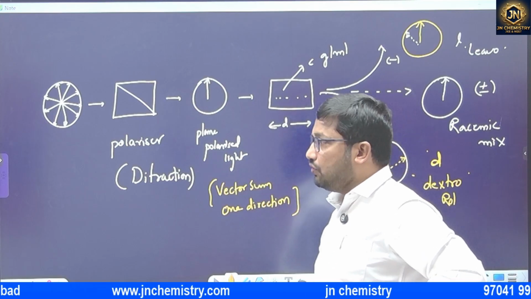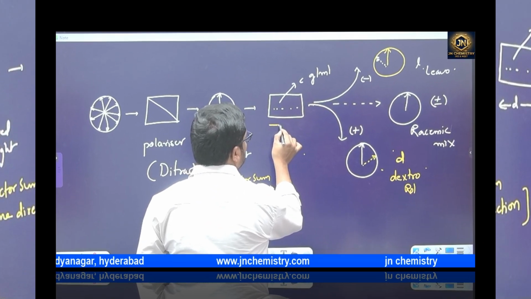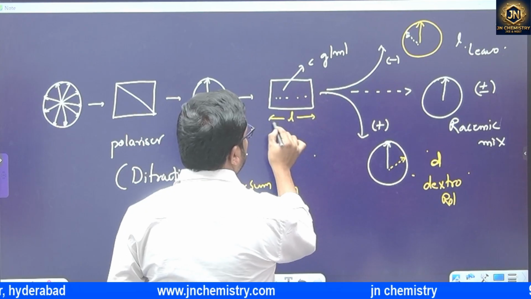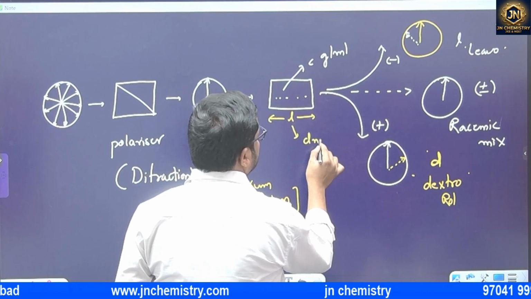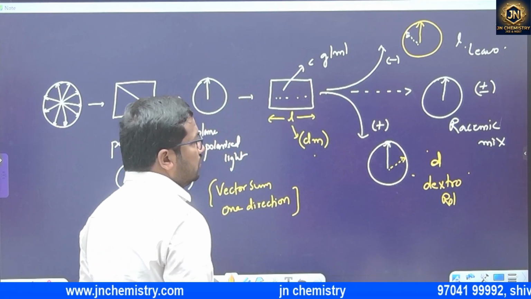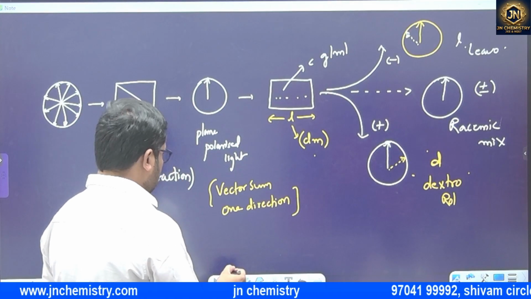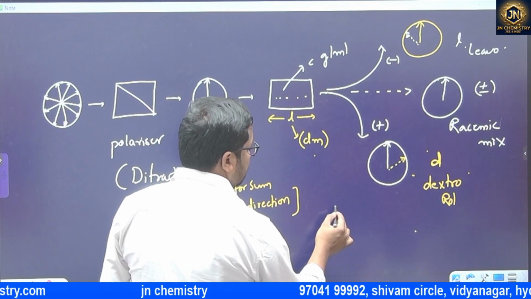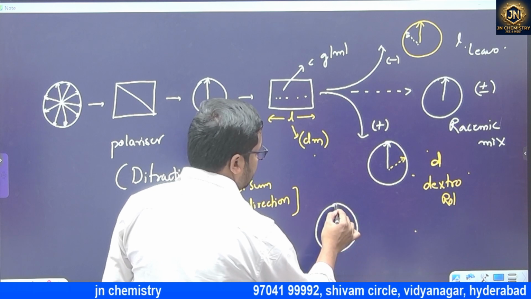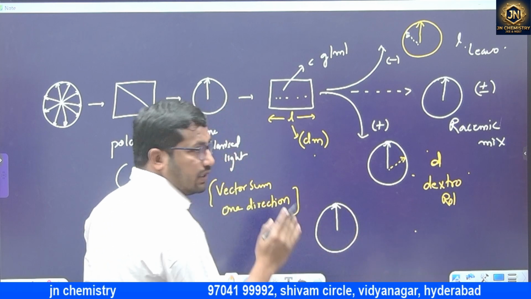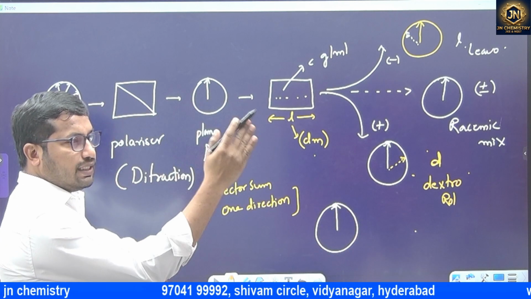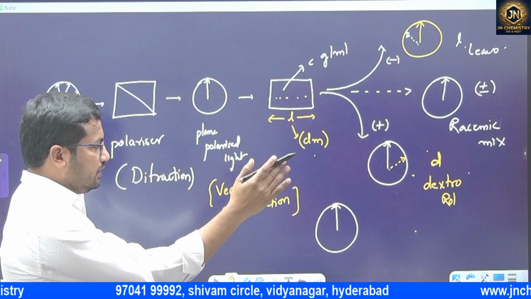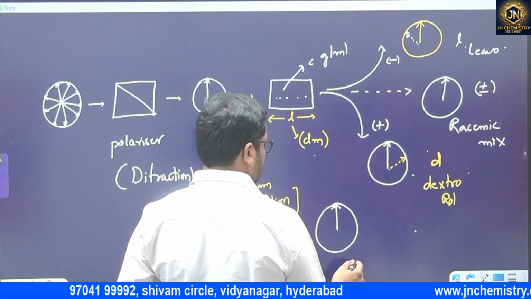The vectors are one direction. Length we will take in decimeters. For example, this is the meter now. The arrow is like this. If it is clockwise direction, it means this is moving right side.